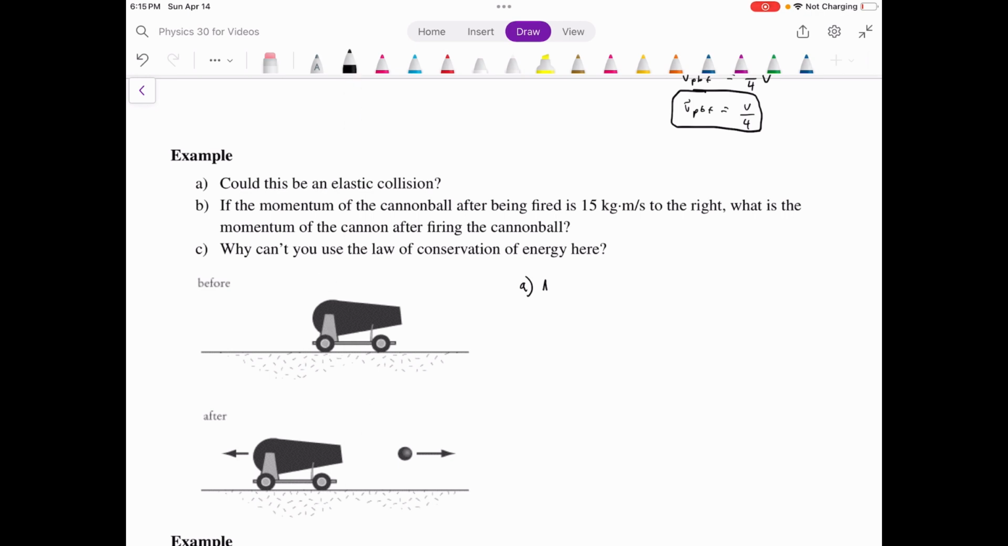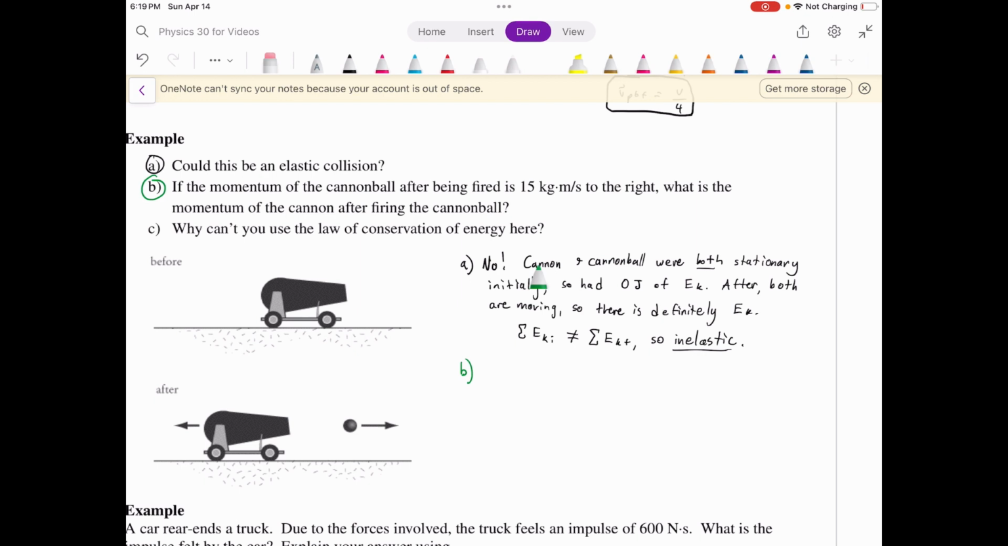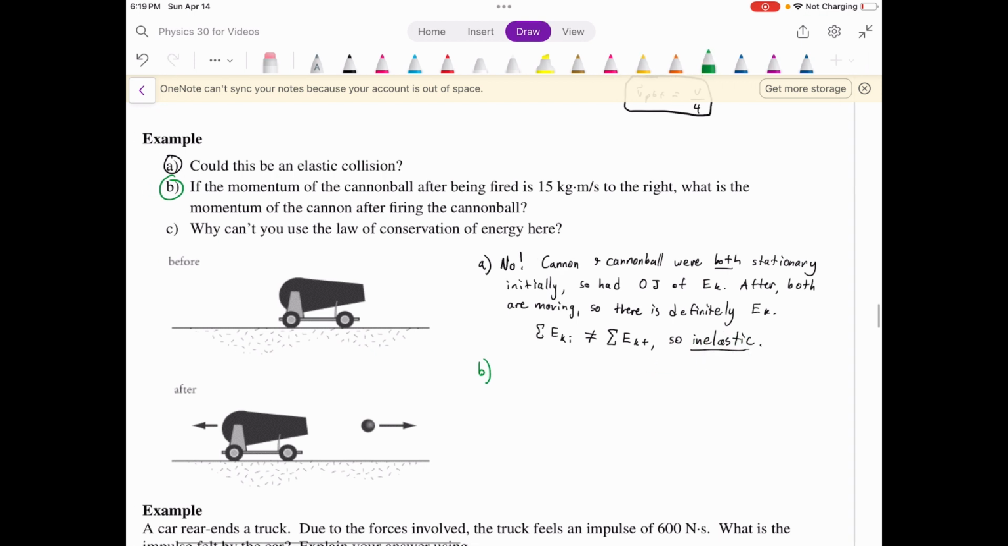So I just wrote out what we discussed there, right? The cannon and the cannonball were both stationary initially, so there was no kinetic energy. Afterwards, there's a whole bunch. If the total initial kinetic energy does not equal the total final kinetic energy, it is an inelastic collision, right? Energy wasn't created out of nothing. It went from chemical potential energy into kinetic, but kinetic energy is not conserved, so it's not an elastic collision.